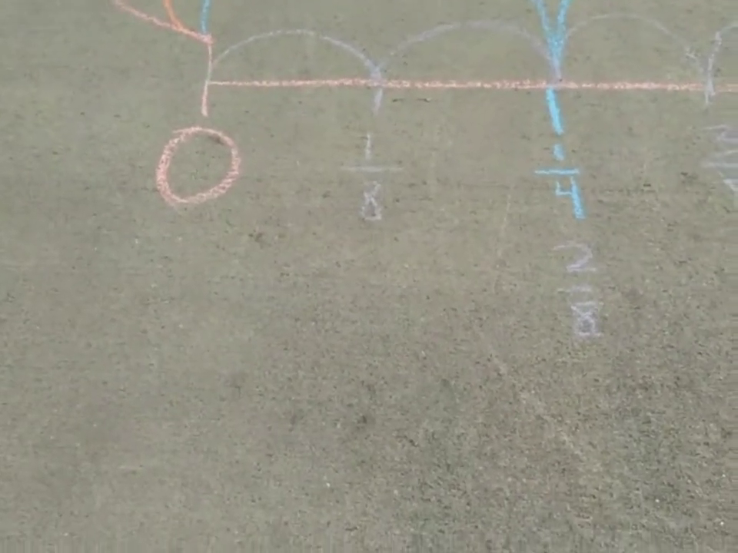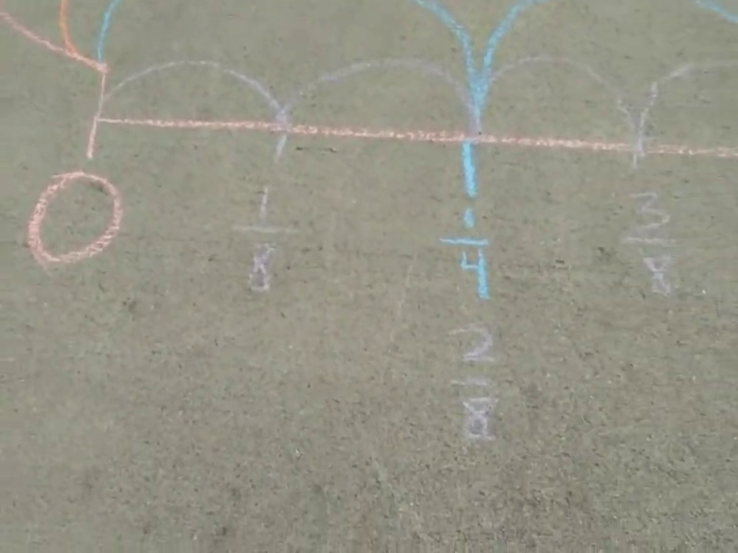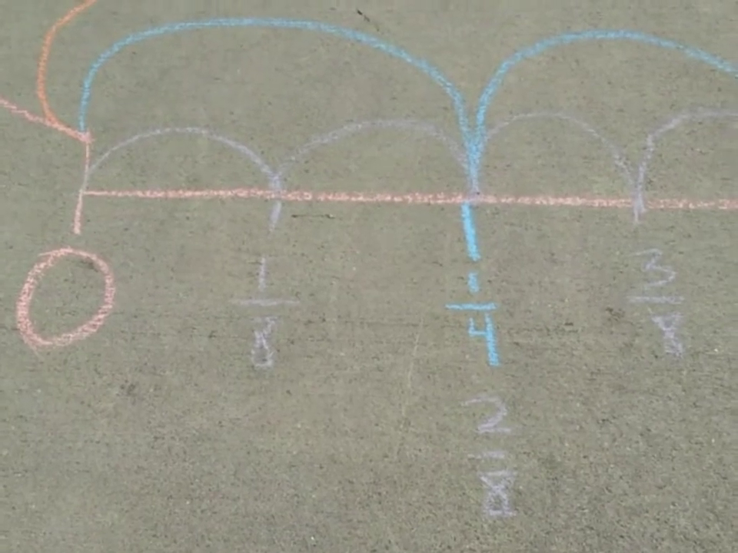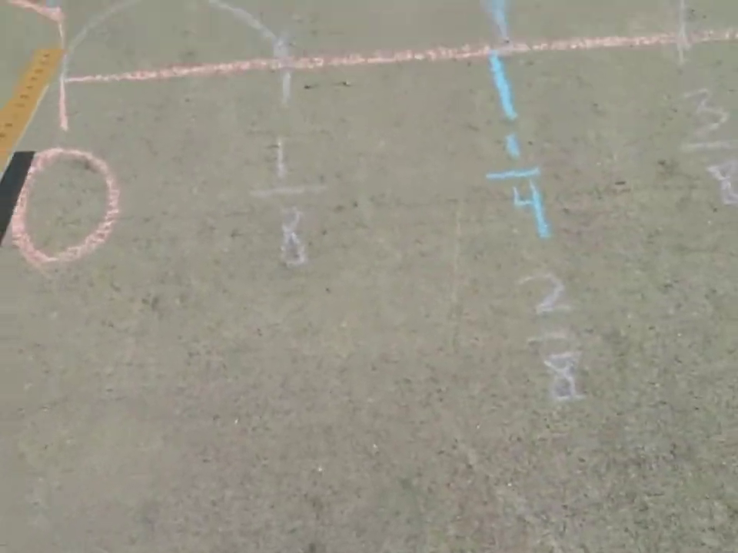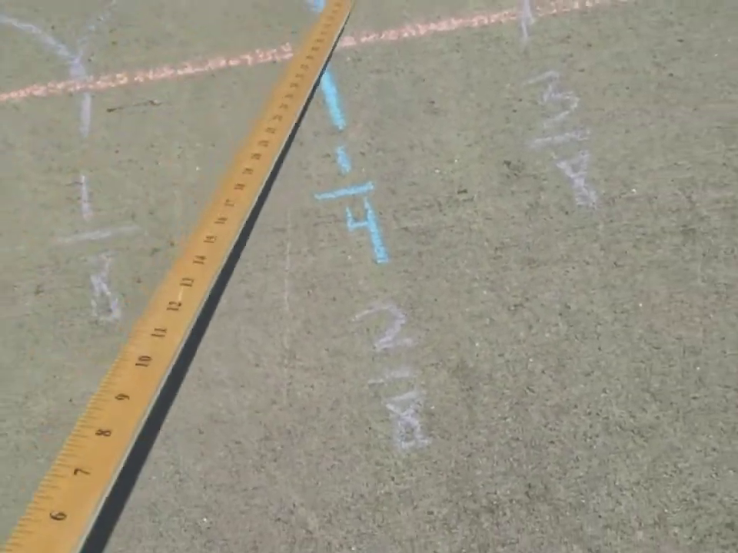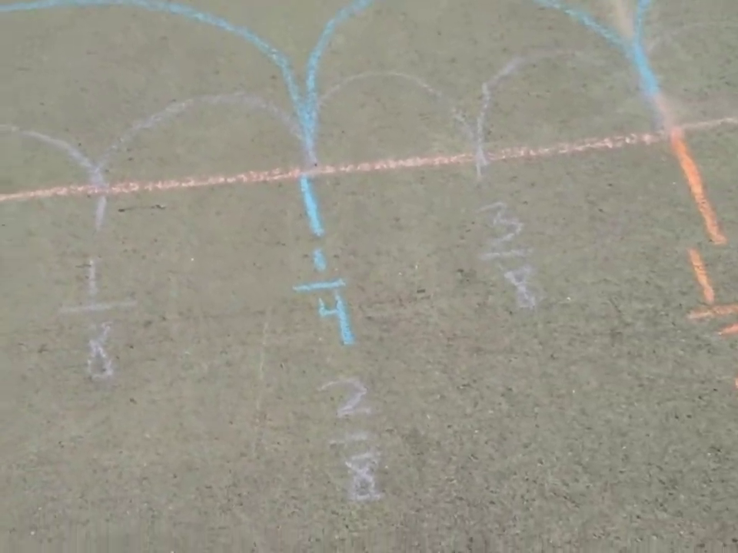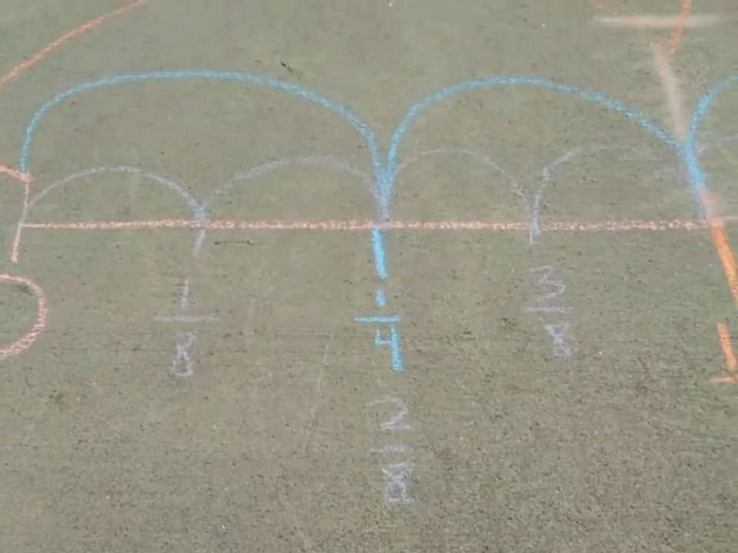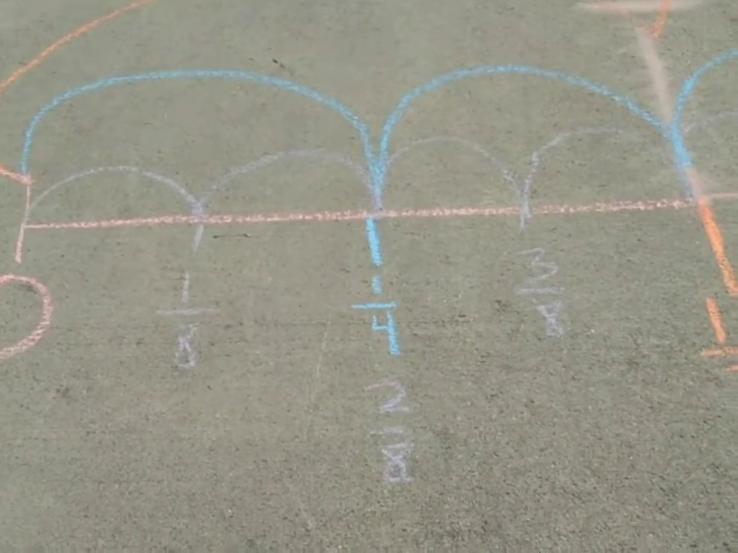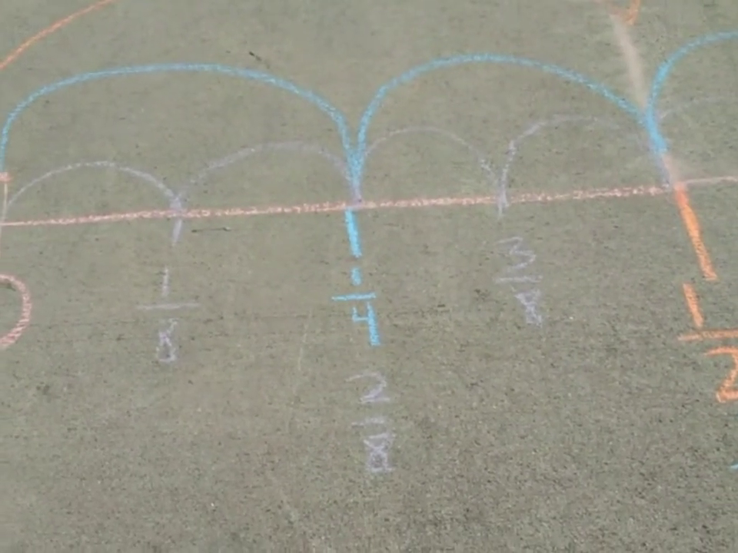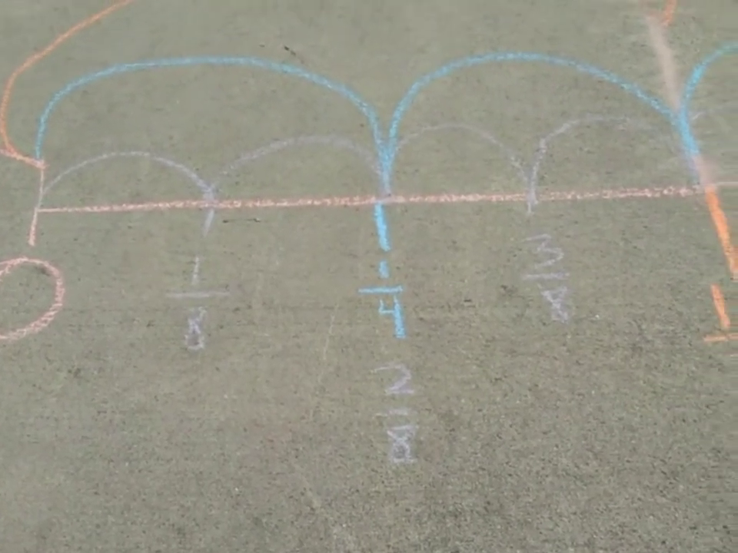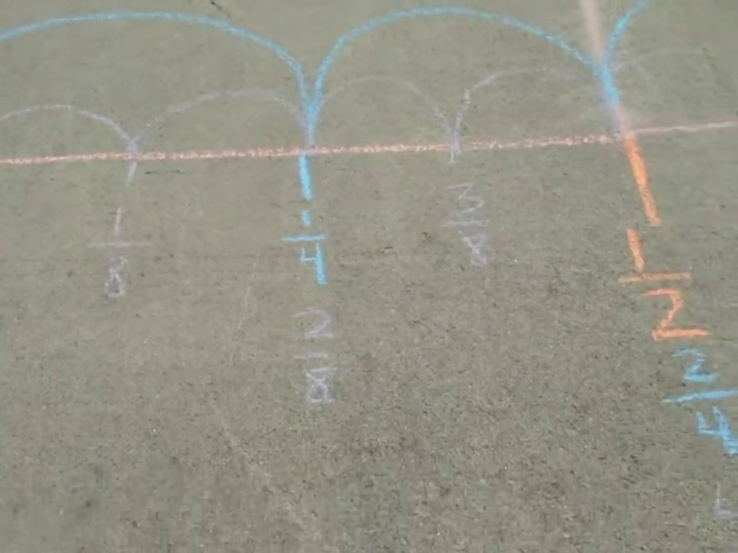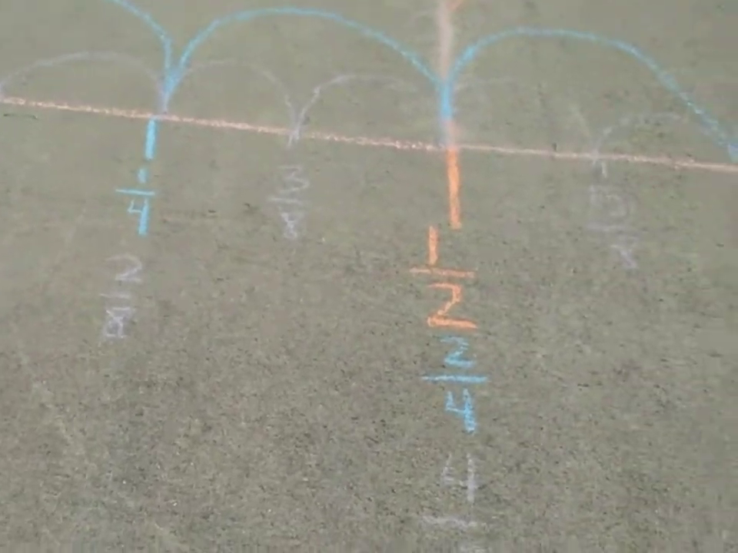Addie, our purple ones are which one? 8s. How many 8s fit into 1/4? How many do you see? 2. Right. There are 2 8s in 1/4. How many 8s in 1/2? 4. How many 8s in 1? 8.